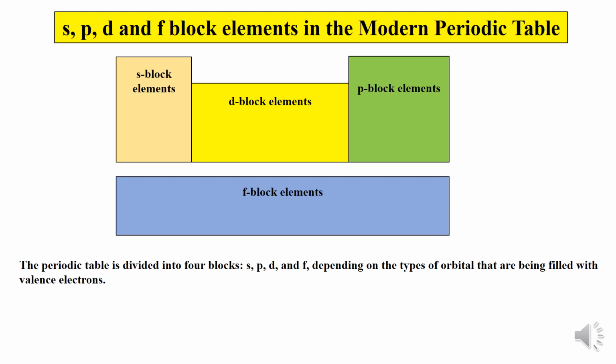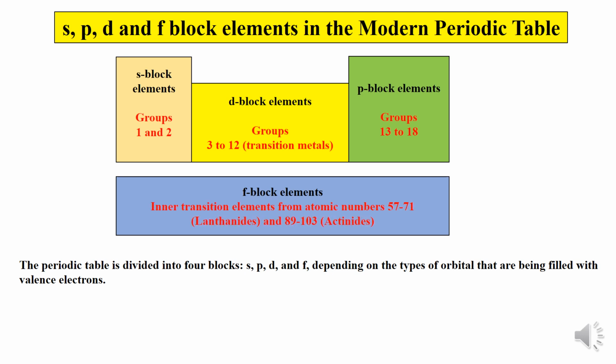And what about the F block elements? You can find the F block elements right below the S, P and D block elements. Now groups 1 and 2 are S block elements. Groups 13 to 18 are P block elements. Groups 3 to 12, also called transition metals, are D block elements, while the inner transition elements, lanthanides and actinides, are F block elements that are radioactive in nature.